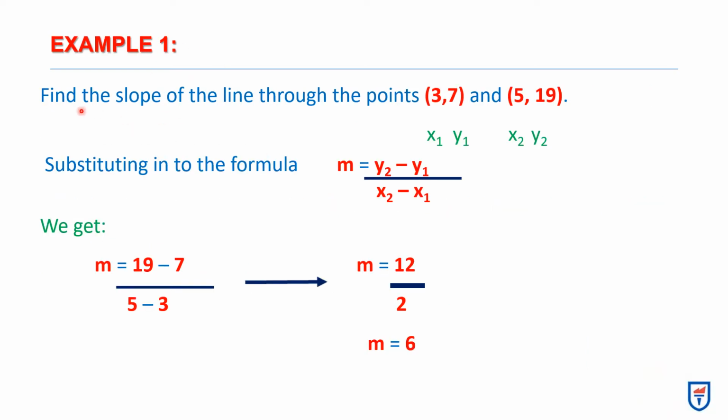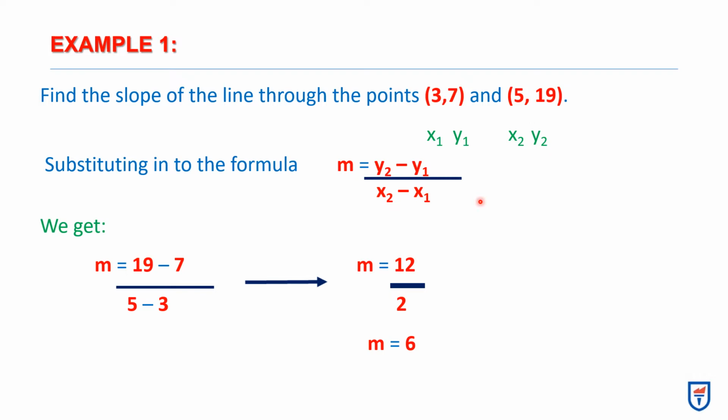Let's now look at an example that is saying, find the slope of the line through the points (3, 7) and (5, 19). So the first thing that we have to do, we label our first point as our first and the second point as our second point. So the first point is (x1, y1), and then the second point we label it as (x2, y2). But it doesn't matter. We can just do vice versa and label our first point as our second point, and the second one as our first point. It doesn't affect your answer.